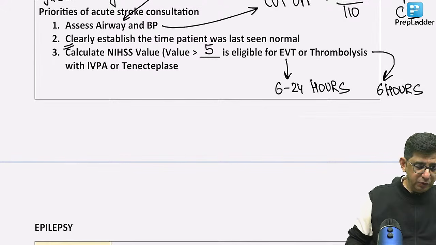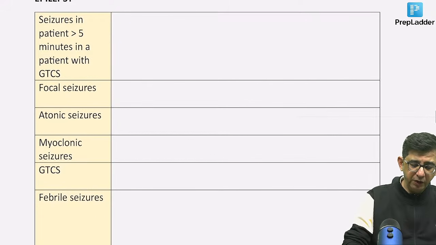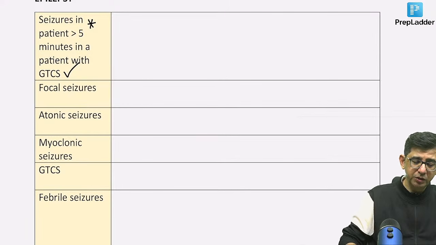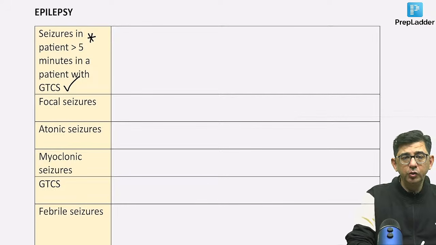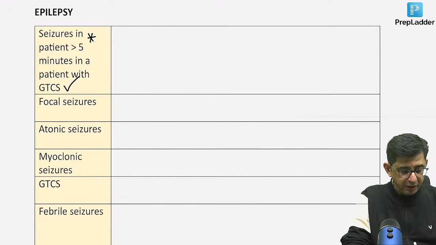Okay, fine. So enough about stroke. We next talk about epilepsy. This was a PYQ where he talked about a patient of GTCS who has been having seizures for a fairly longer duration. You can comment here regarding the drug of choice for management of this GTCS patient with seizures which are lasting for more than 5 minutes.